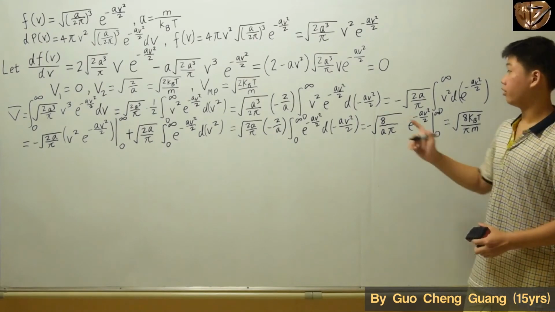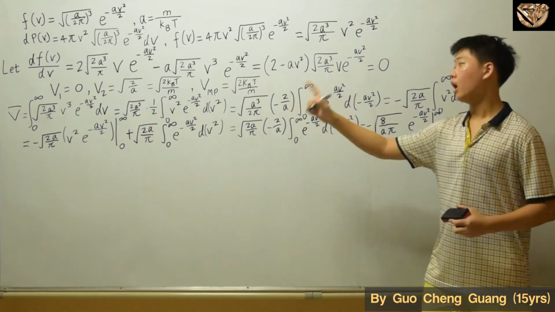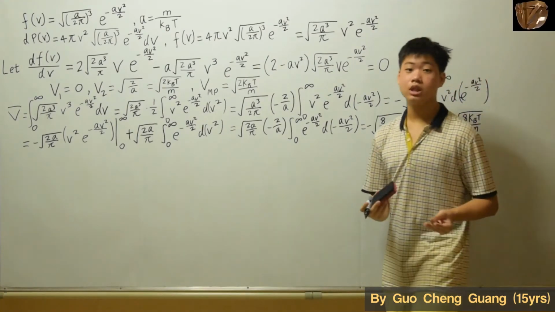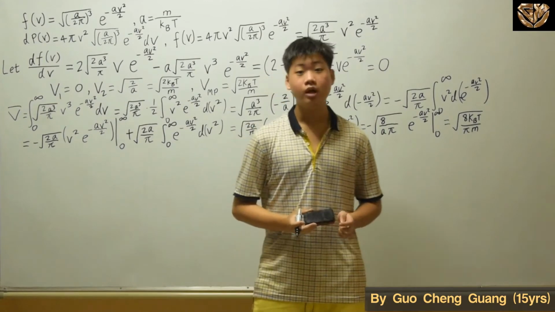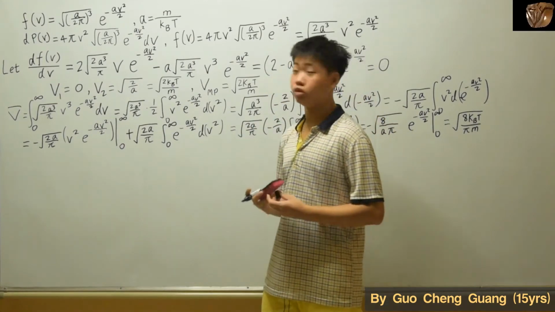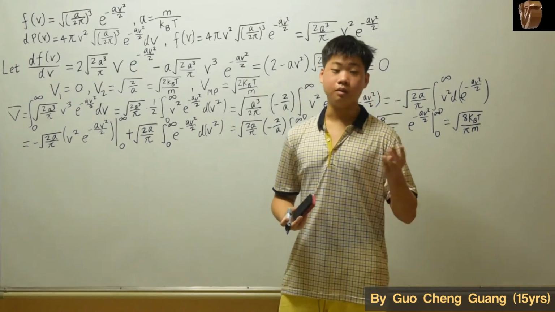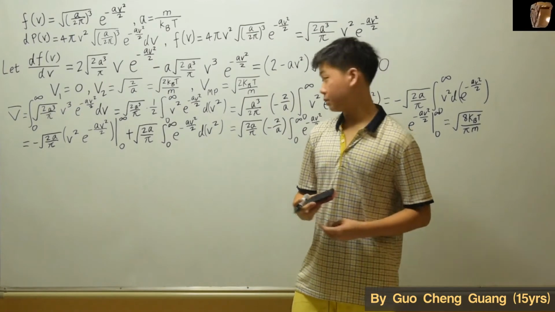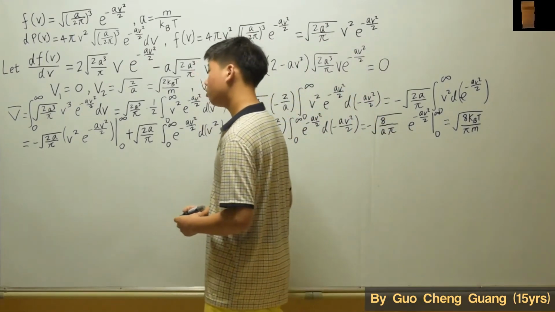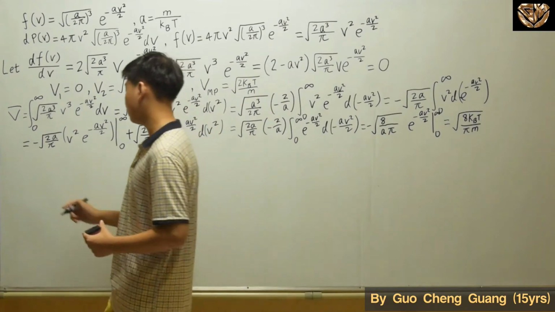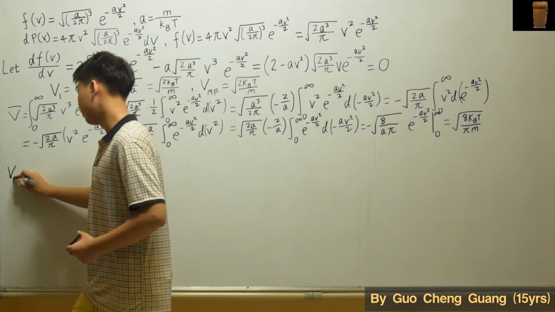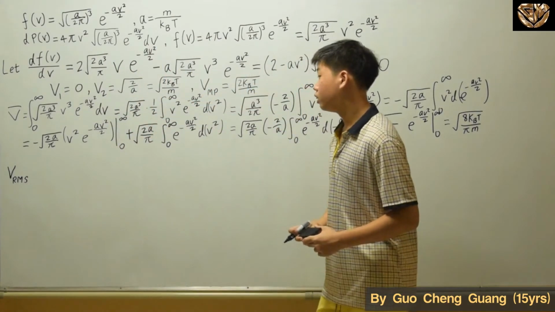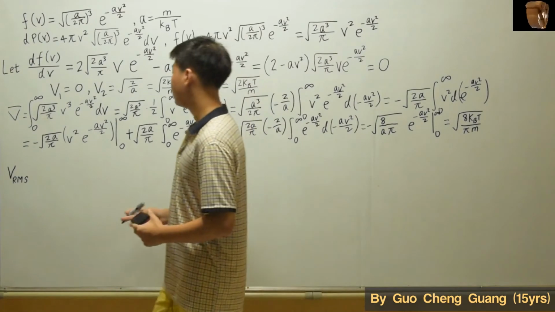So now we have our most probable speed and our average speed. We are just left with one more, which is our root mean square speed. So again, how do we find root mean square? As its name states, we take the root of the mean of the squares. So how is that going to happen now? Let's say we call this V RMS, root mean square.